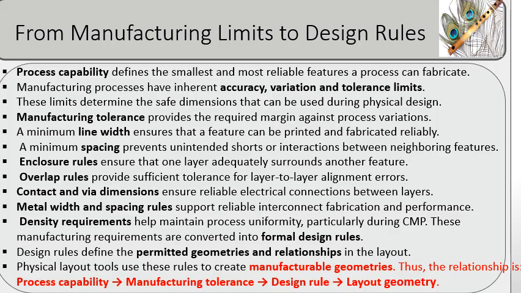Enclosure and overlap rules provide additional margin against alignment and process variations. Contact and via dimensions ensure reliable connections between different layers, while metal width and spacing rules support manufacturable and electrically reliable interconnects. Density rules are also important for maintaining process uniformity, particularly in planarization processes such as CMP. These requirements are converted into formal design rules, which define the geometries permitted in the physical layout. Therefore, design rules provide the direct bridge from manufacturing capability to manufacturable layout geometry.